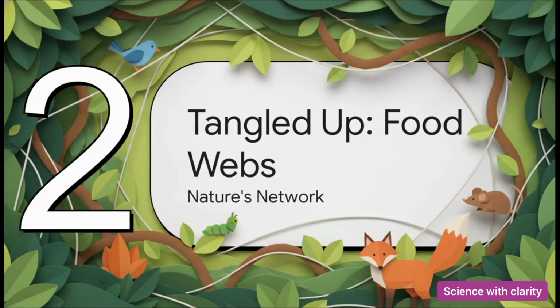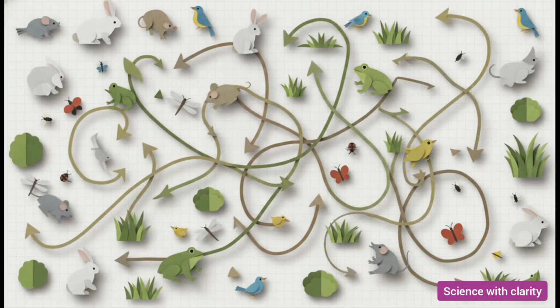Which brings us to Section 2, Tangled Up: food webs, nature's true network. If a food chain is like a single highway, a food web is a bustling, overlapping map of city streets. A food web is a network of interconnected food chains. It shows us that most organisms don't just rely on a single food source. They have multiple options. And in turn, they might be eaten by several totally different predators. It's this vast, tangled web of energy flowing in a bunch of different directions all at once.